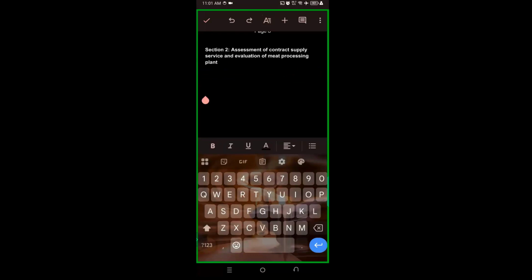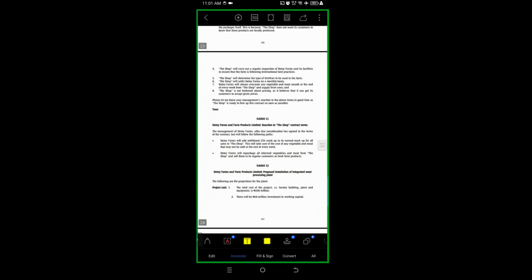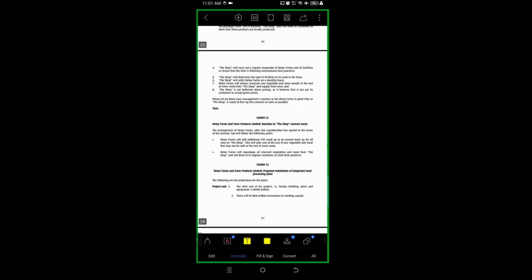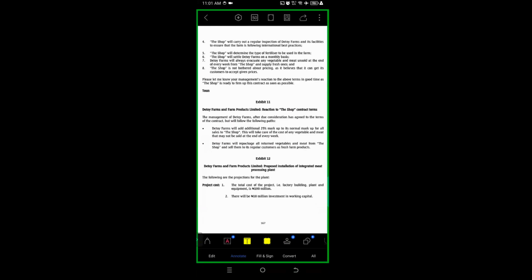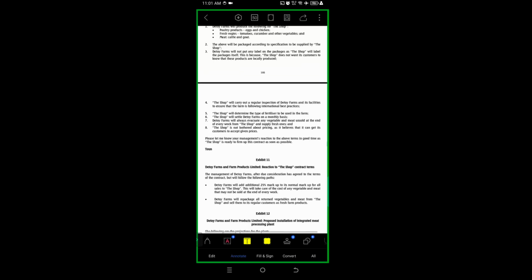Now, you will recall that for the contract supply service, let's see again the contract supply service in Exhibit 10. So look at it, Exhibit 10. This is the contract supply, right? This is the contract supply that came to DFFP. We are given the terms of the contract here, about 8 terms. Then in 11, additional information to the terms, where the management of DFFP reacted to the terms of the contract, right? You can see that here now.